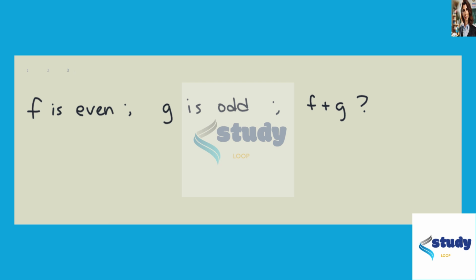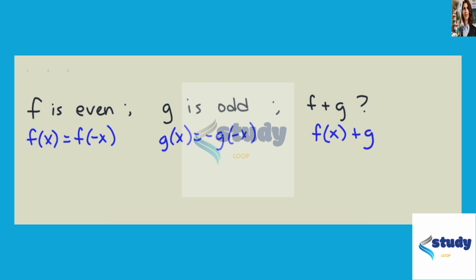All right, so what if one of them is even and one of them is odd? If f is even, then f of x equals f of the opposite of x. If g is odd, then g of x equals the opposite of g of the opposite of x. So what about f plus g? f of x plus g of x. We could replace our f of x with f of the opposite of x. We could replace our g of x with the opposite of g of the opposite of x.